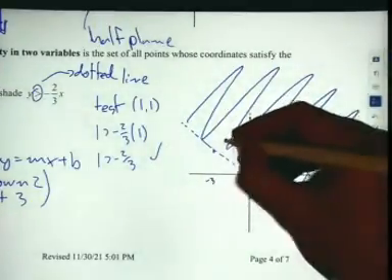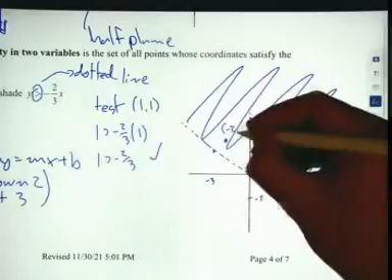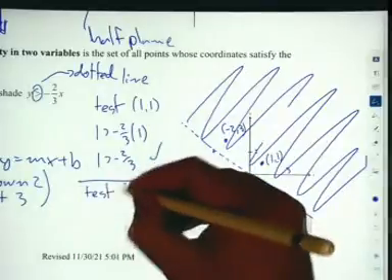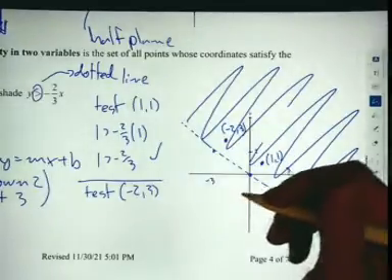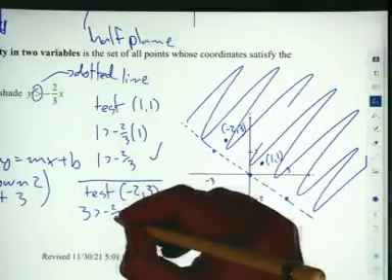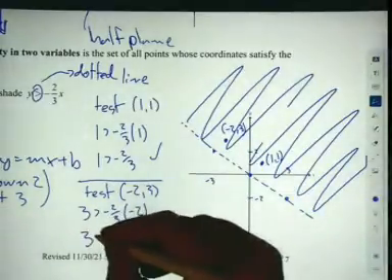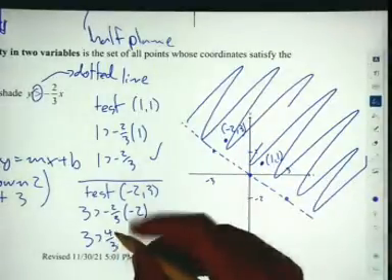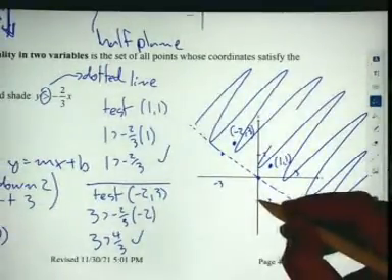What if I pick a test point over here? This would be negative 2, 3. That's that point right here. Is it in the shaded region? Yes. So is 3 greater than negative 2/3 times negative 2? Is 3 greater than 4/3? Well, 4/3 is 1 1/3. So yeah, that's true.